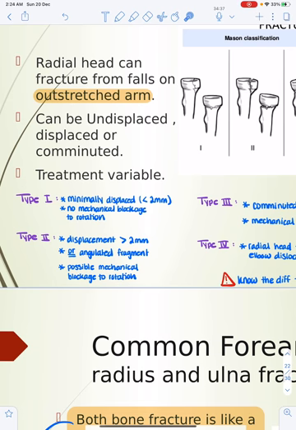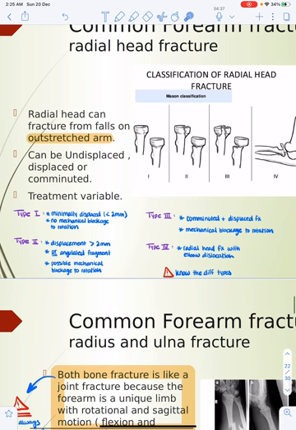Type 2, logically, if type 1 is minimally displaced, or no mechanical blockage, type 2 will be worse than it, so it will be displaced or severely displaced. So here minimally displaced, here severely displaced, the opposite of this one with no mechanical blockage, this one will have mechanical blockage. So if type 1 is minimally displaced and type 2 is displaced, what will type 3 be? Surely type 3 will be worse than 2, but what's worse than displacement?